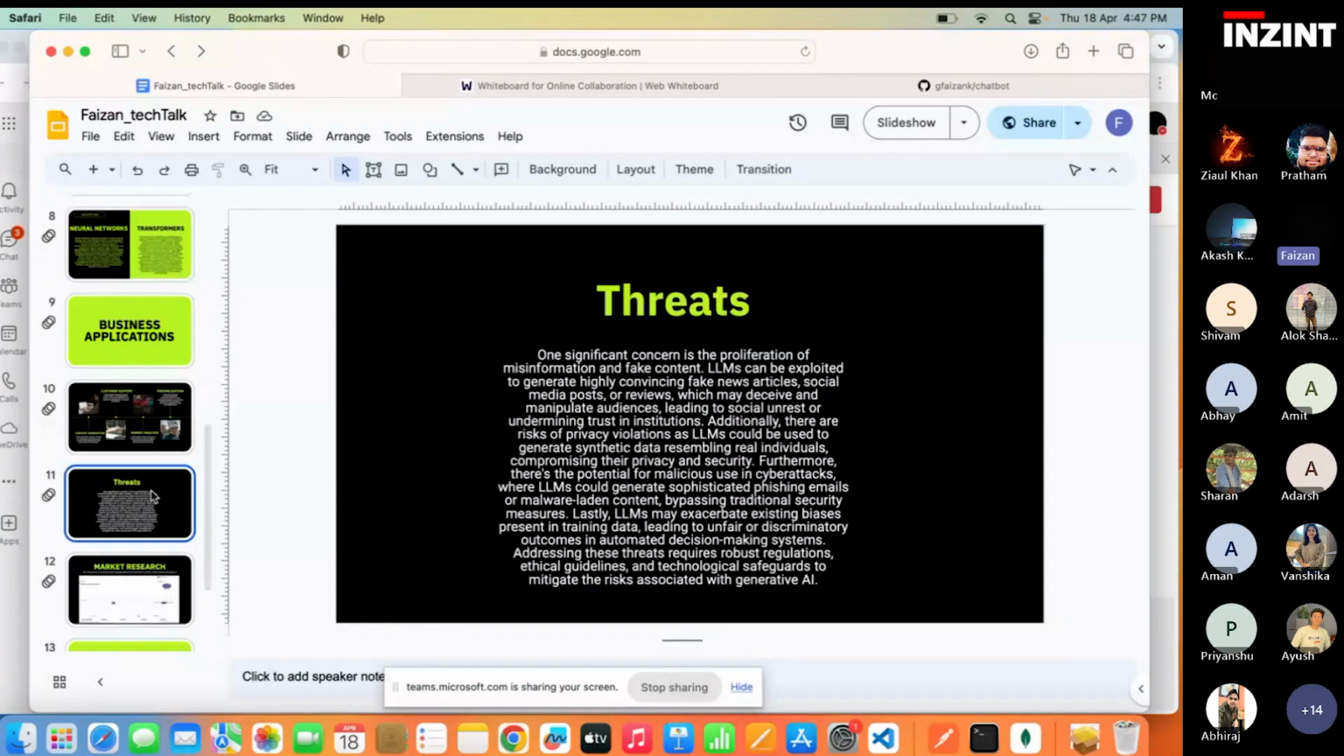As we move forward, certainly there are some threats, or what people say are issues, related to large language models. So we'll discuss some of them. One significant concern is the proliferation of misinformation and fake content. LLMs can be exploited to generate highly convincing fake news articles, social media posts, or reviews, which may deceive and manipulate audiences, leading to social unrest or undermining trust in institutions.